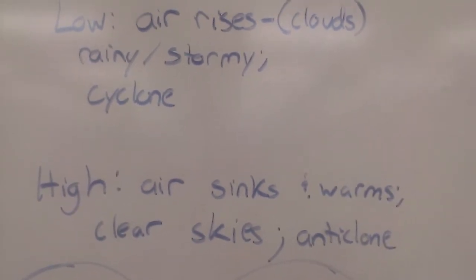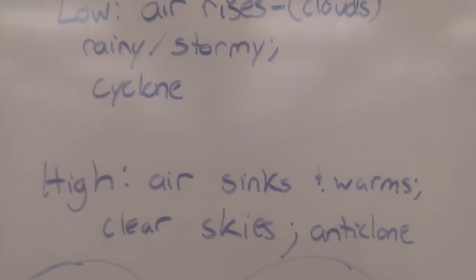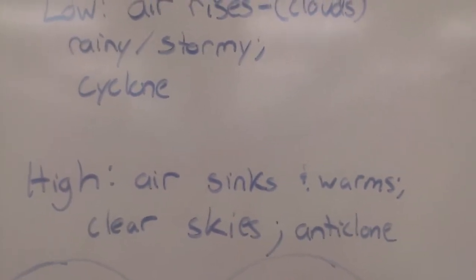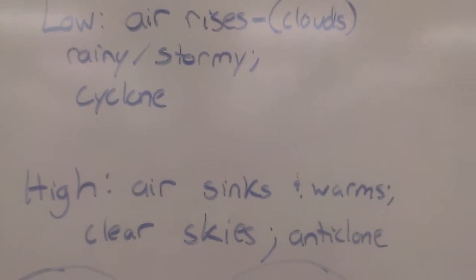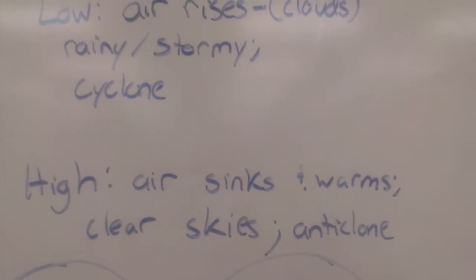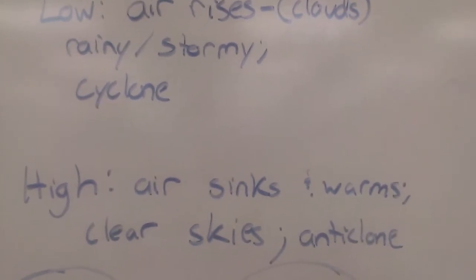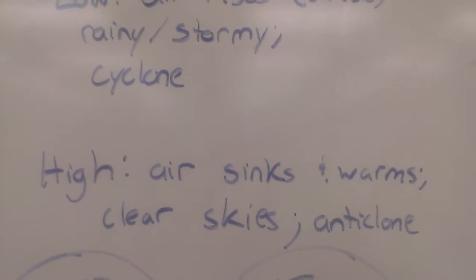So it makes sense low pressure would be associated with clouds, storminess, and rain, whereas high pressure systems would be clear skies. So low pressure air rises and condenses to form clouds, high pressure air sinks and warms, and you have clear skies. And their other names are cyclone for low pressure and anticyclone for high pressure.